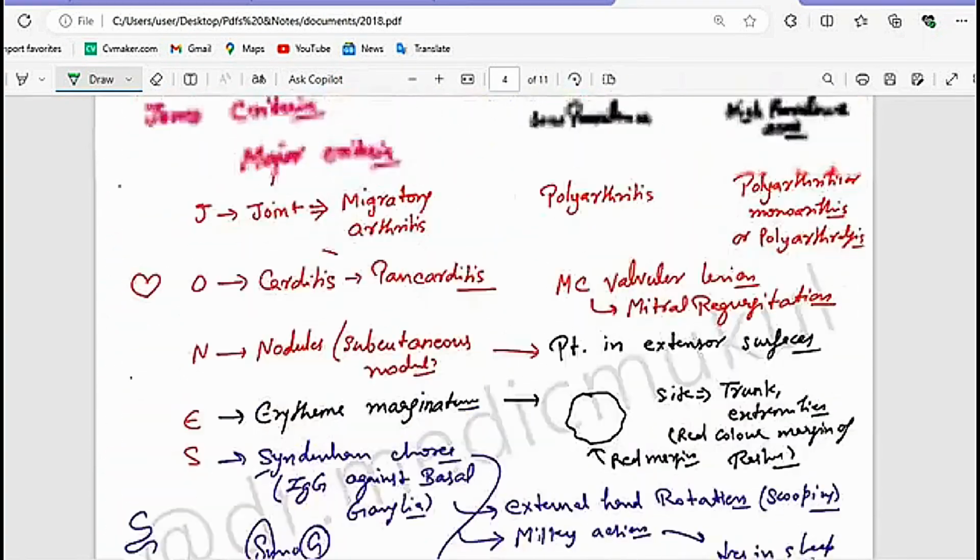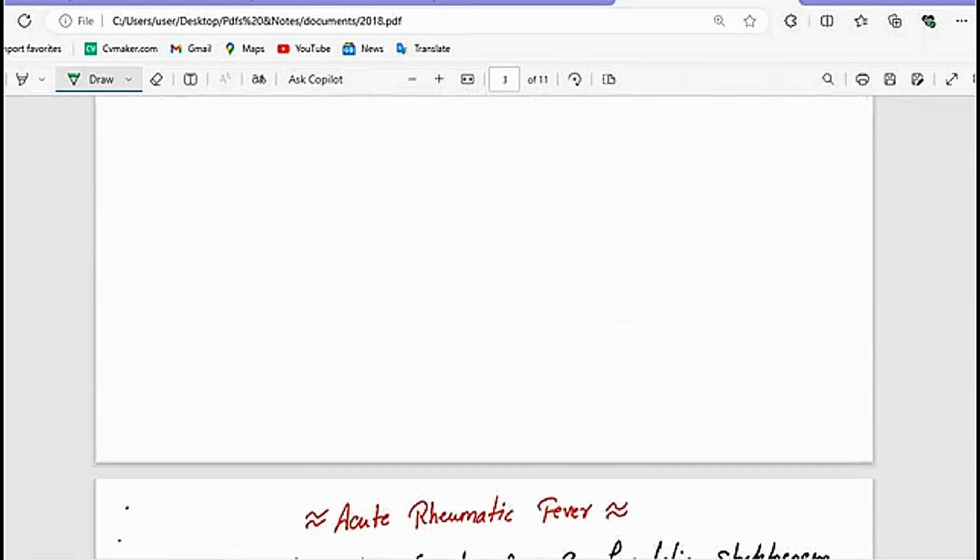Okay, so this is about acute rheumatic fever.